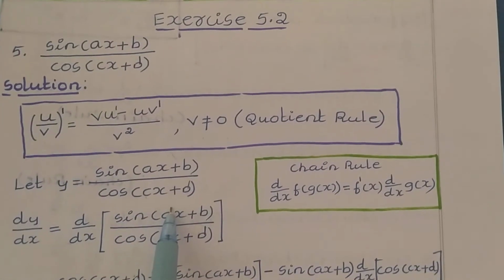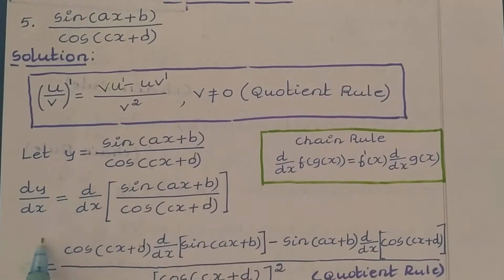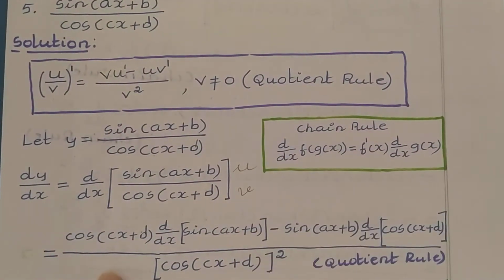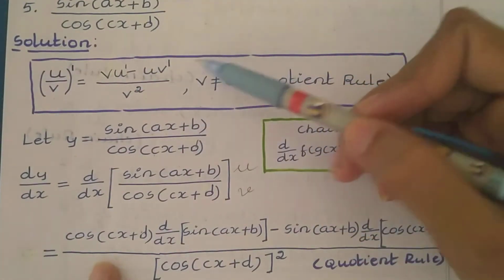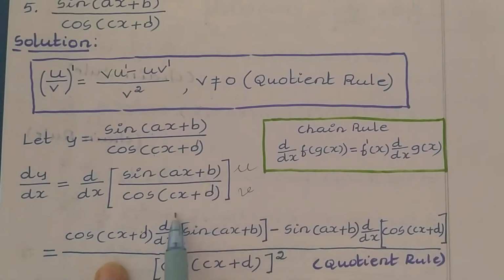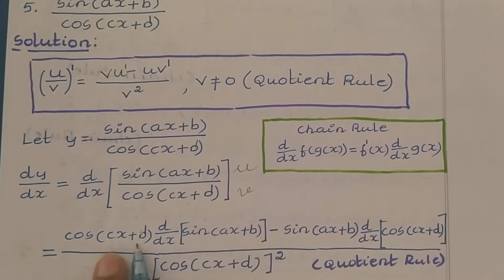Next, let us differentiate this. So dy/dx is equal to d/dx of this whole function. So apply the quotient rule. We get this is u and this is v. Based on this quotient rule, we have v, that is the denominator, cos(cx + d). So first write that cos(cx + d) as it is.